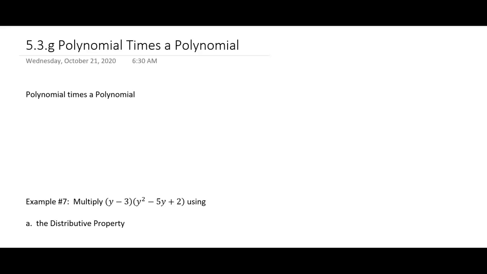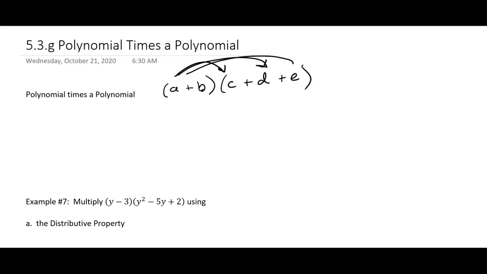So now we're going to multiply a polynomial times a polynomial. The example we are going to have is a binomial, something like a plus b, times a trinomial, c plus d plus e. One method is the distributive method. You're going to take a times each of these terms, and then you're going to take b times each of those terms.